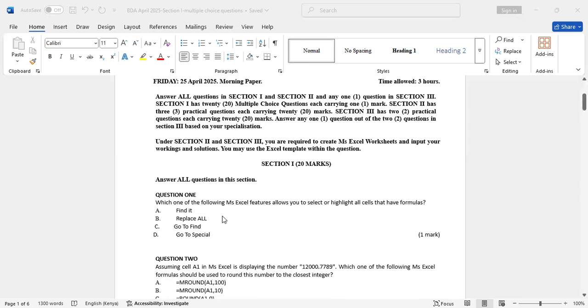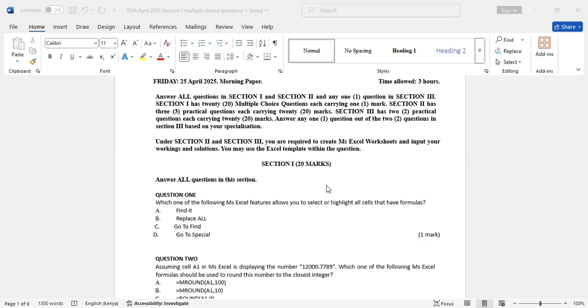So section 1 is always 20 marks, and this is an area that will always boost you as a student to enable you to pass this paper, because if you get almost 15 out of this, then you have to look for only 35 marks on the other side. Or if you get all the marks, which is 20, you have to look for only 30 on the other part, section 2 and 3, which has 80 marks.